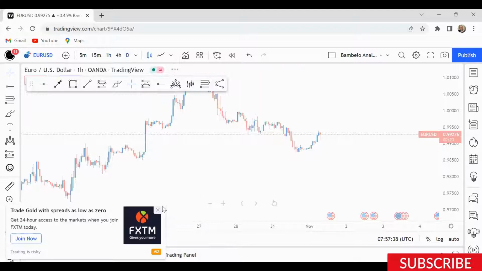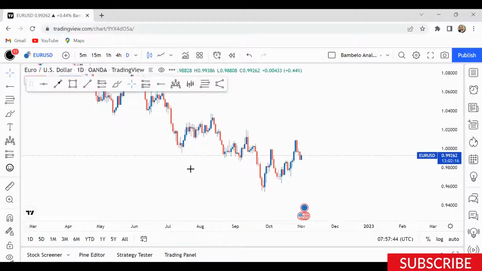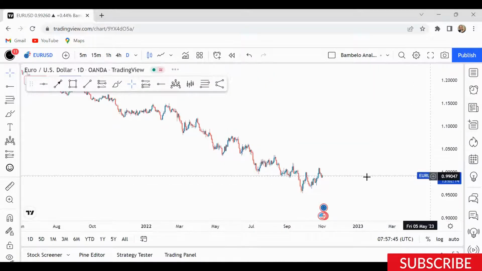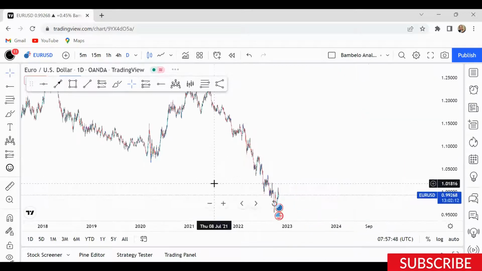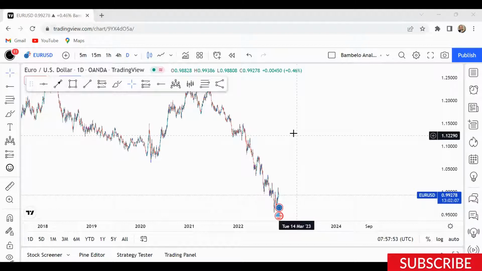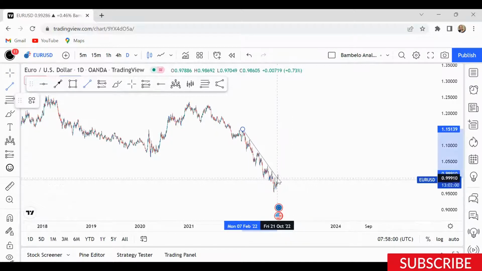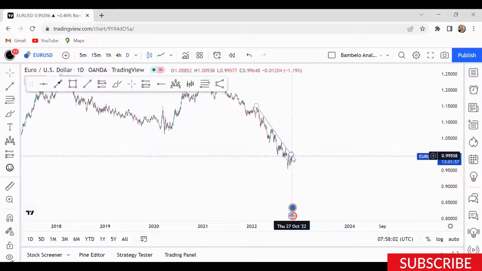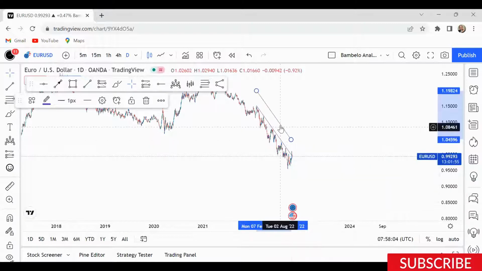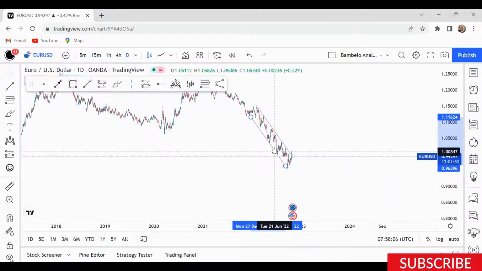So let's start on the higher time frame. Yeah, so this is what we have on Euro USD. Okay, sharp. So we have this bearish trend on Euro USD, and then we have it like that.